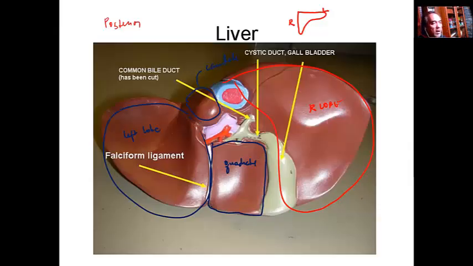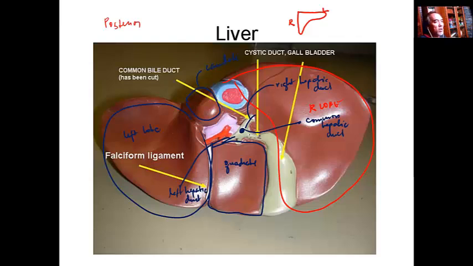I need to identify the ducts that go to the gallbladder. I got 2 ducts. This duct, since it's going to the left, I'm going to call it the left hepatic duct. And this duct, it came from the right. I'm going to call this the right hepatic duct. The 2 becomes 1. That's called the common hepatic duct. Remember, the bile created by the liver will be stored in the gallbladder.